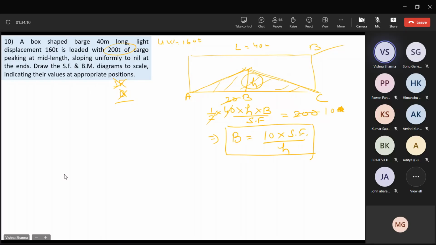B is equal to 10 into SF upon H. You can write SF is equal to this or H equal to this, anything you can write. That's all. Agreed, guys? This expression you are okay with? Any questions up to this point?